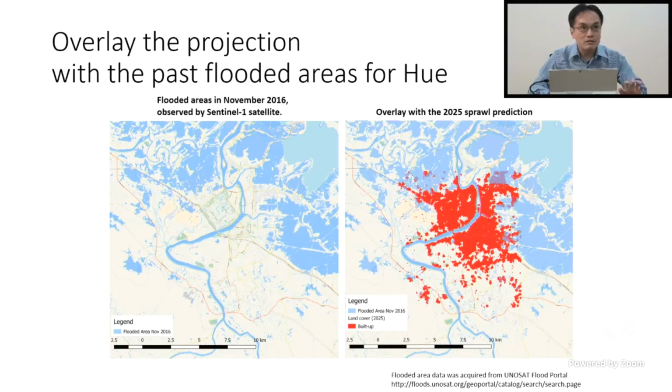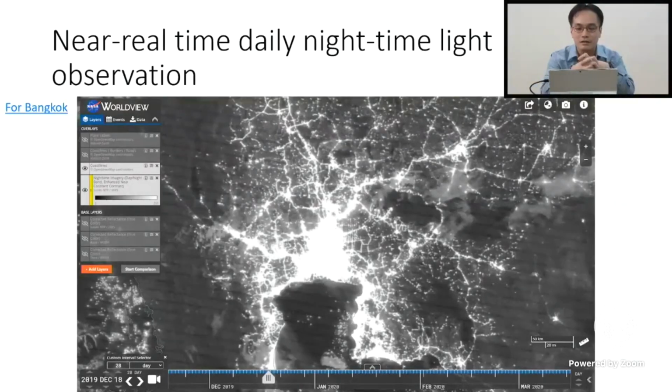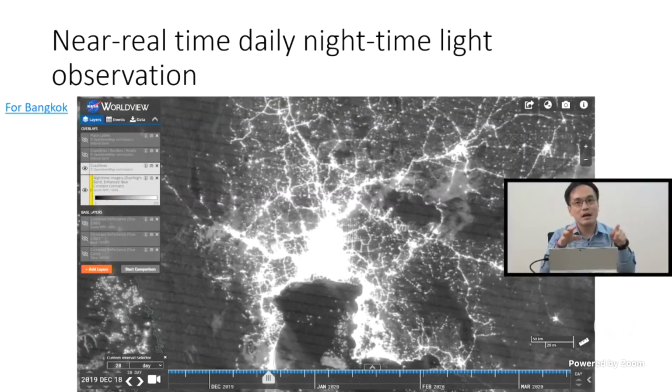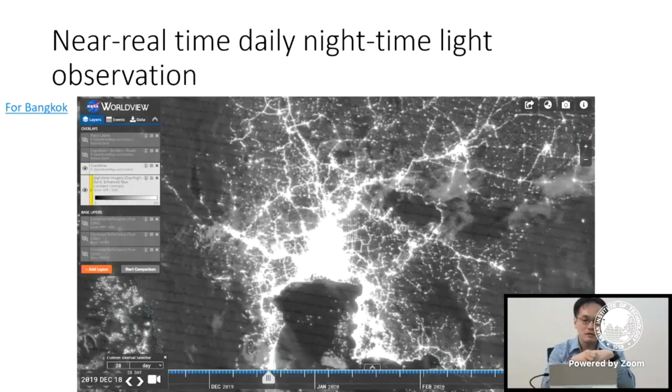In addition to this kind of land or urban growth data, there are other sources for urban growth, urban activity or socioeconomic activities: the nighttime light. NASA provides data every day on how the nighttime light of the cities looks. This is an example of Bangkok city, which is the brightest area around Southeast Asia. Because this is taken every day, we can see how the brightness of the city is changing.